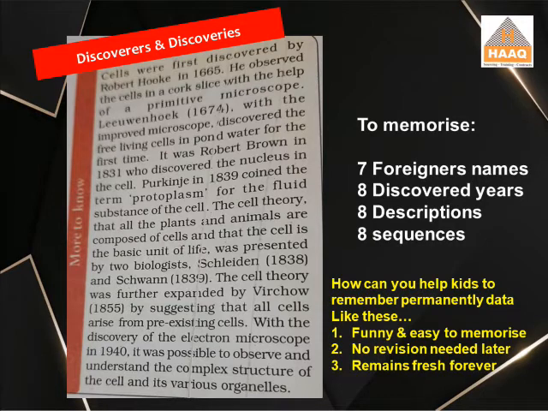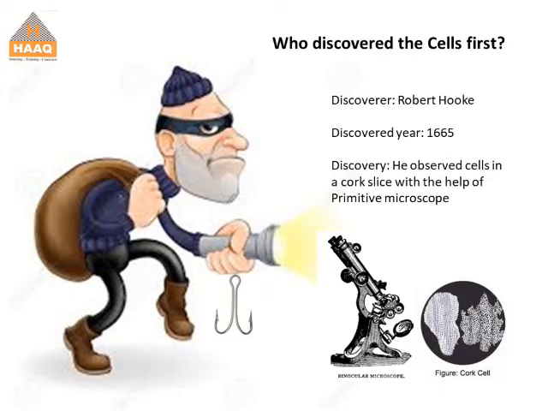All the best. In this sequence, the first comes, who discovered the cell first? See the picture of a robber holding a torchlight. So that basically shows a relationship to the cells. So robber, so it is Robert. Okay, and you can see the hooks are there in his hand. So it is Robert Hooke. So the cell was first discovered by Robert Hooke. It's so simple, isn't it?